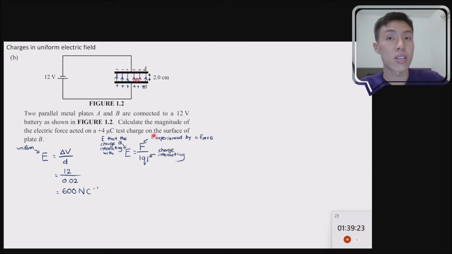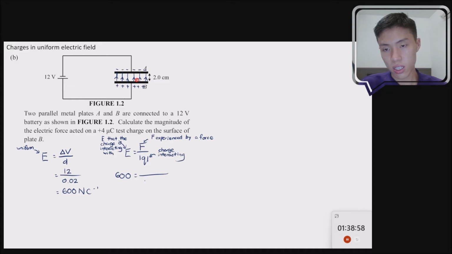The direction is represented by the sign, but we say we don't want to represent the direction, so there should be no sign for E, no sign for F. So we should take both of them to be positive. So if both E and F are positive, that means your Q, no matter what, must be positive. So if it's a positive charge or negative charge, you modulus it just to remove the sign for this equation to be logical. So electric field is 600.